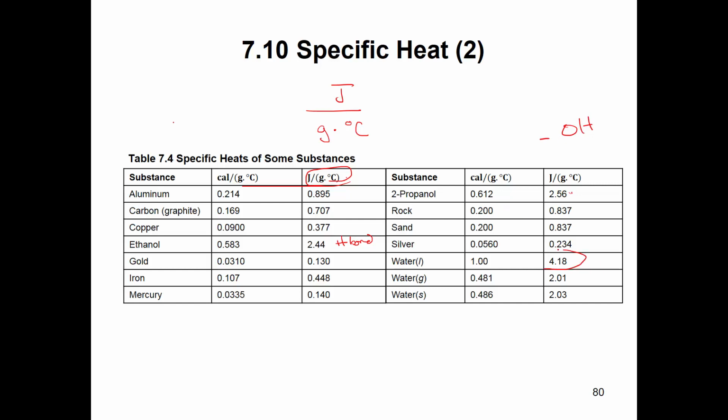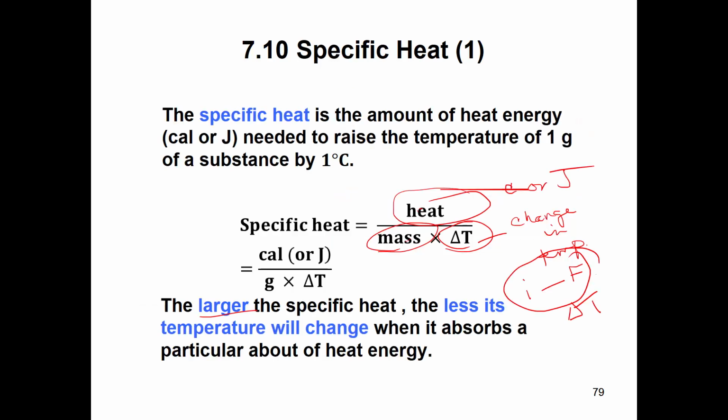Water, look how high water is, because it's the most hydrogen bondy thing we have, right? And that's why so many things will dissolve in it. And notice that the liquid is the highest. Okay, so the point here is everything has a specific heat, and the stronger your intermolecular force is, the stronger the bonding is, then the higher that specific heat is going to be. And remember what we said, the larger the specific heat, the less the temperature will change when it absorbs heat.